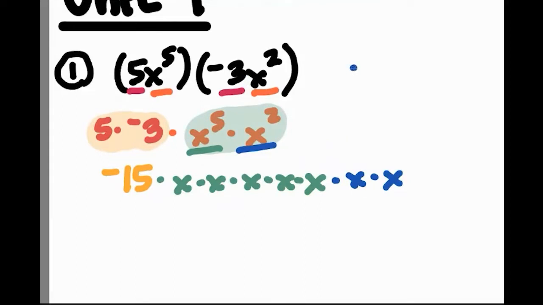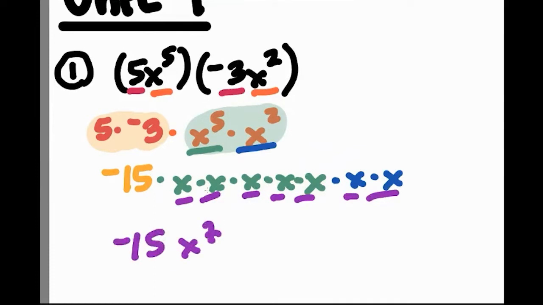But if they were y's, like say it was x to the fifth times y squared, you cannot combine those. Because it's x's and y's. X times y is just xy. You can't bring them together. So this only works when the bases are the same. Essentially what you can do here is just count, there's 1, 2, 3, 4, 5, 6, 7. So that's just x to the seventh. And the negative 15 comes down. This is your final answer.